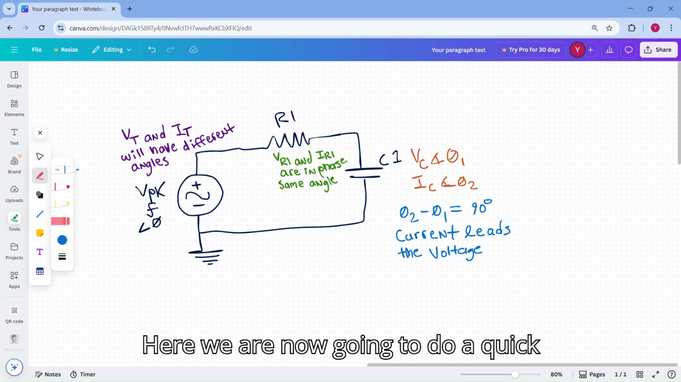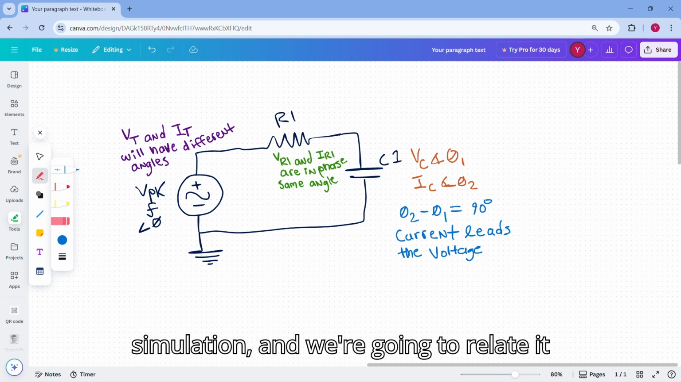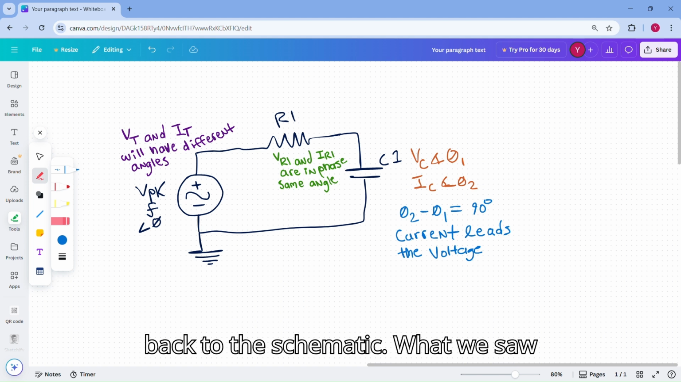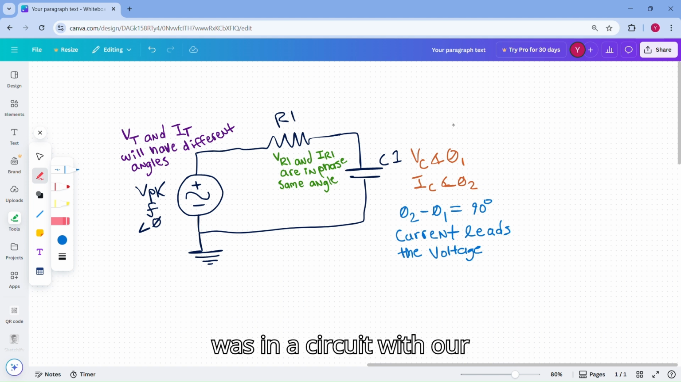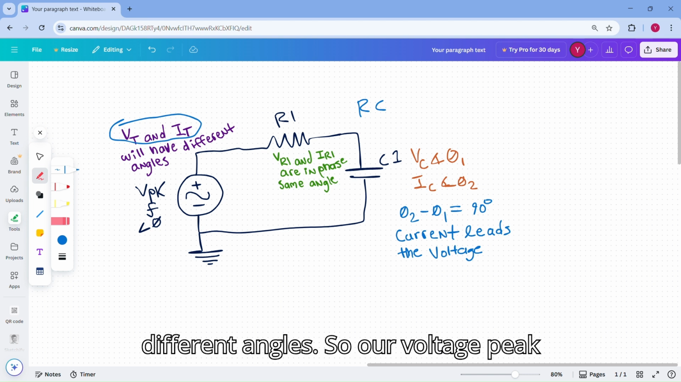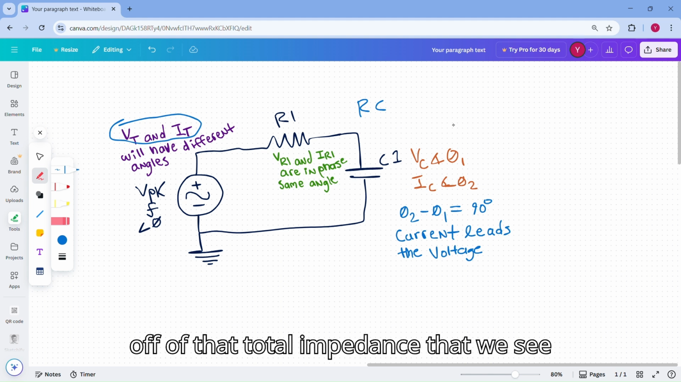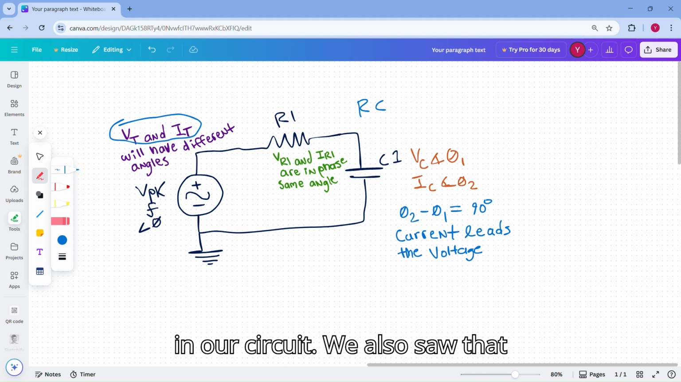Here we are now going to do a quick summary of what we just saw in that simulation, and we're going to relate it back to the schematic. What we saw was in a circuit with our R and C that the voltage total and I total can have different angles. So our voltage peak started at 0, but our I total is based off of that total impedance that we see in our circuit.